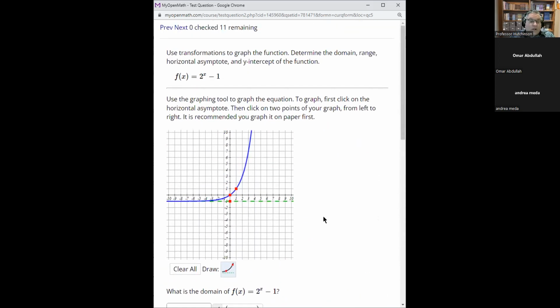And so that's what the kind of question will look like when you do these in MyOpenMath. So let's go ahead and flip back now to the notes. Okay, so we'll go back to that.